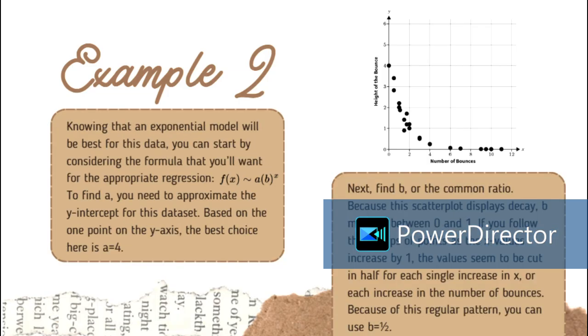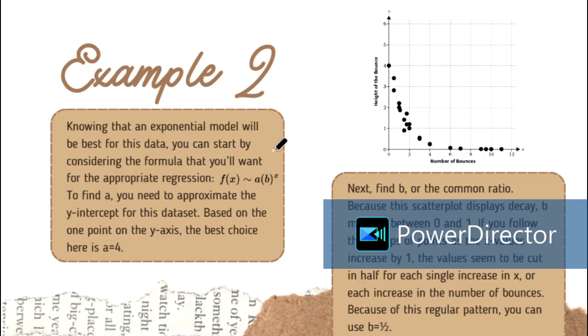So first you find the formula. Knowing that an exponential model will be best for this data, you can start by considering the formula that you'll want for the appropriate regression, which is f of x, woohoo, a times b raised to the power of x. To find a, you need to approximate the y-intercept for this data set. Based on the one point on the y-axis, which is right here, the best choice here is a equals 4.